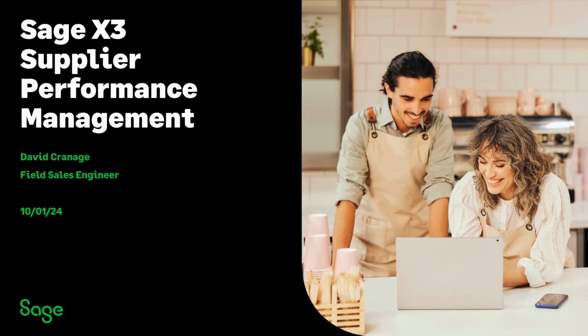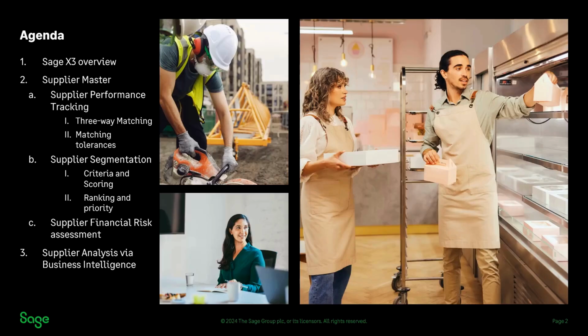Managing supplier relationships efficiently is essential for ensuring both quality and cost-effectiveness in procurement. In this video, we'll explore how Sage X3's powerful supplier performance management features can help you achieve these goals. We'll start with a brief overview of Sage X3, then explore three key aspects of supplier performance management: performance tracking, supplier segmentation, and risk assessment using features in the supplier master like three-way matching, ranking, and financial risk assessments. Finally, we'll look at how X3's business intelligence tools analyze supplier performance trends.